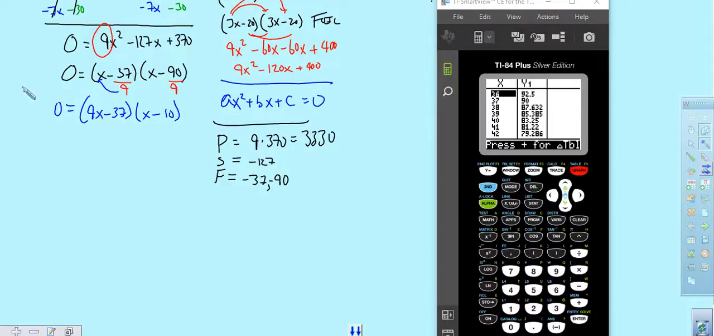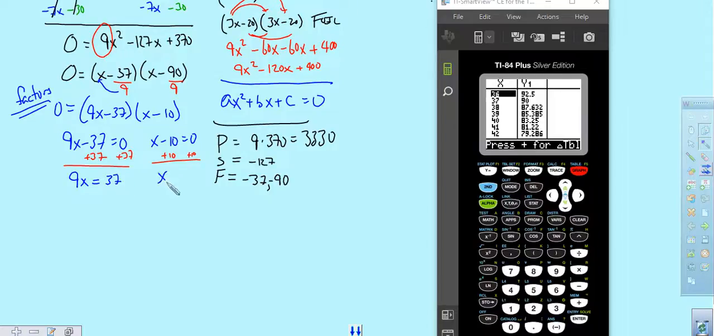Okay, these are called my factors. Remember, that's not what I'm looking for. I'm looking for my solutions. So we take those factors and we set them equal to 0. So in this case, we add 37, we add 37, we add 10, we add 10. So we end up with 9x equals 37 and x equals 10. We divide by 9.